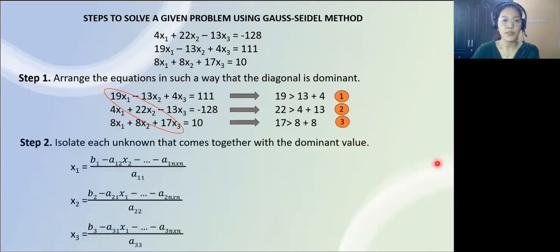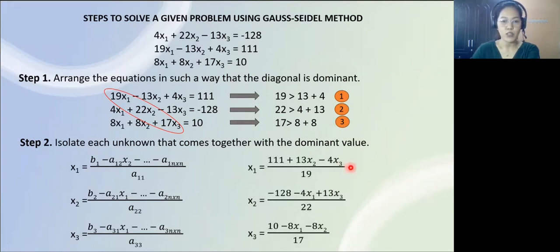Step number 2. Isolate each unknown that comes together with the dominant value. Applying to the given problem, these iterative formulas will result in the following equations. We have x1, x2, and x3.